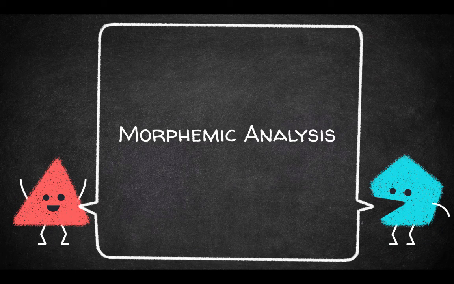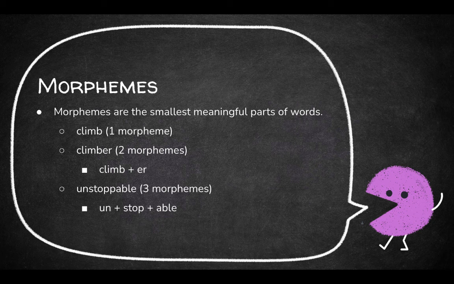Now let's transition to talking about the second word learning strategy, morpheme analysis. Morphemes are the smallest meaningful parts of words. For example, the word climb has only one morpheme because it only has one meaningful part. However, the word climber has two morphemes because it has two meaningful parts. The word climb, of course, means to climb, but when we add the suffix er, it changes the meaning of the word to someone who climbs.